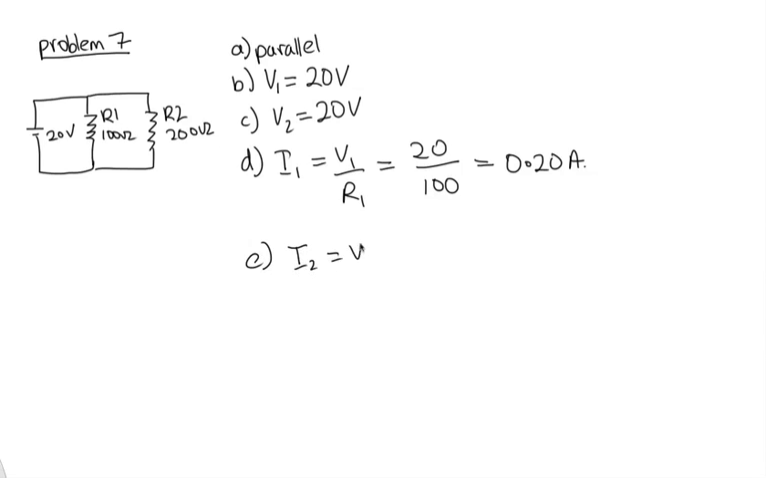So I2 is equal to V2 on R2. V2 is the 20 volts, R2 is the 200 ohms. So this is equal to 0.10 amps. And that's the solution to problem 7. Problem 8.